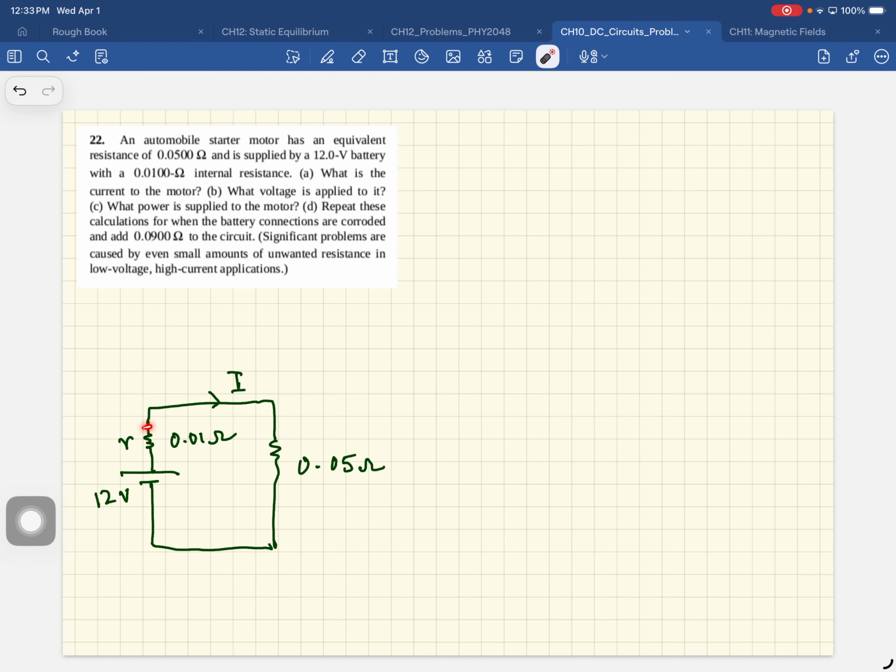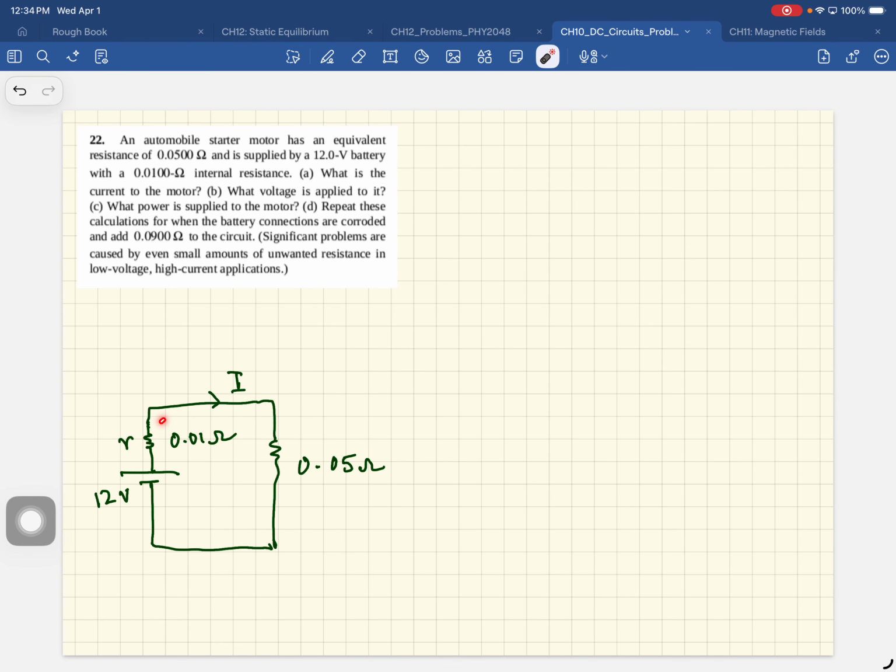Okay, so this is the internal resistance of the battery, and generally this is how you draw it. So here's the EMF of the battery, and you draw the internal resistance right next to it, off of the positive terminal. And here's the load. One of the things I want you to notice is the internal resistance is 20% of the load. So the total resistance is 0.06, and 1/6 of the power is dissipated in the internal resistance as heat. If this load was much larger, then the energy loss here would be negligible.